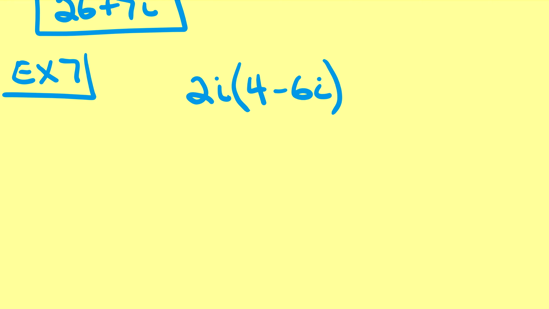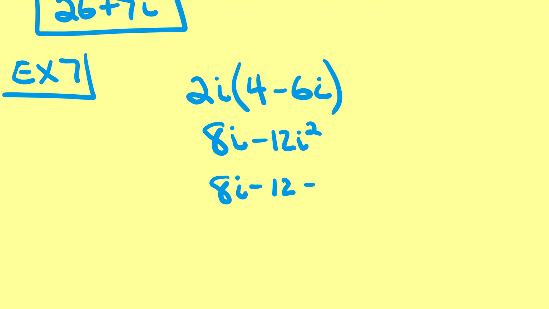Okay, let's distribute. 2i times 4 is 8i. 2i times -6i, well, that's going to be -12i squared. And again, here that i squared is -1. So how about 8i minus 12 times -1? Then I'm going to end up having 8i plus 12.